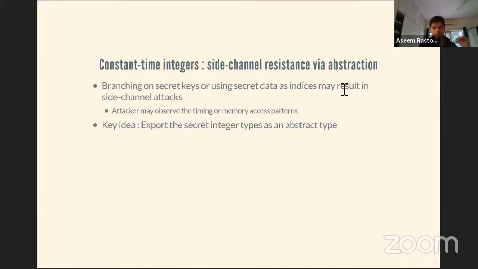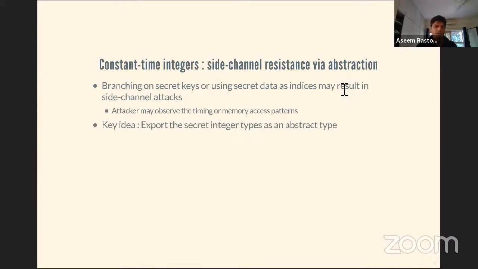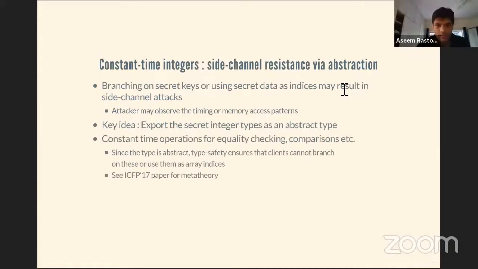So we have a library that implements secret integers, but the library only exports an interface, and the representation of secret integers is not known to the clients. So what this means is that the clients can no longer use secret integers as, let's say, booleans, or they cannot use comparisons, because this type is just abstract to them. They don't know what the actual representation is, so they can't manipulate it arbitrarily. The library provides constant time operations for equality checking and comparisons. These libraries are written by experts in this, like Marina and others, who have written them carefully to make sure that these operations are indeed constant time.